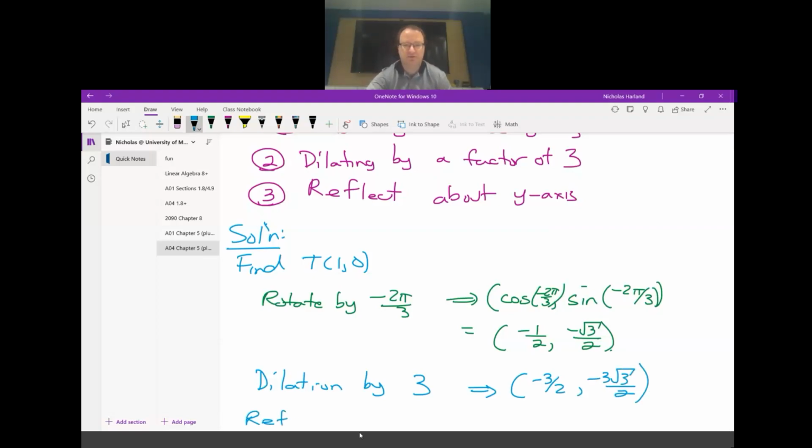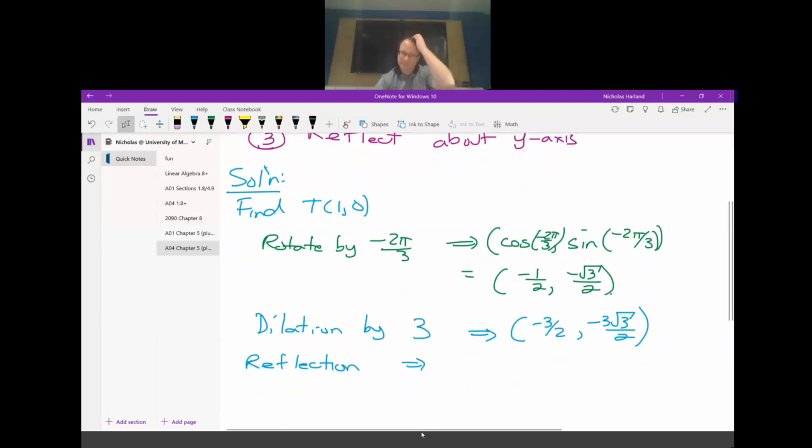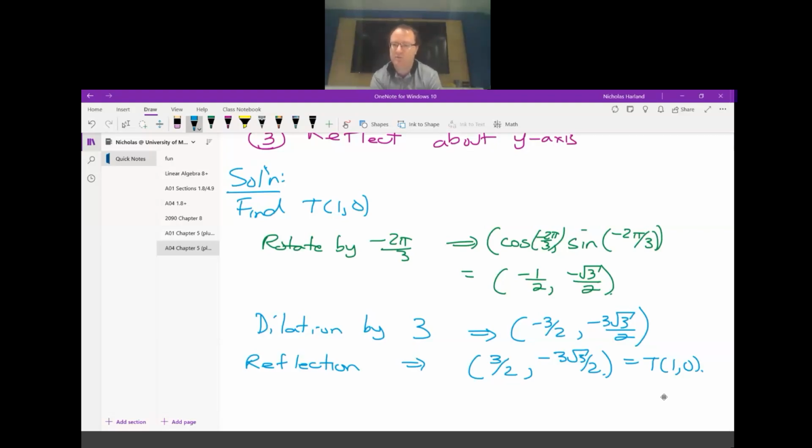And then as for the reflection, what does reflecting about the y-axis do to a vector? We reflect about the y-axis. That's right, the x changes sign. So in this case, it was already negative, so changing the sign becomes positive. And so T of (1, 0) is equal to 3 halves, negative 3 root 3 over 2.